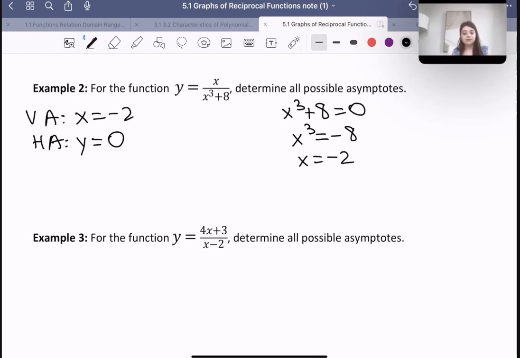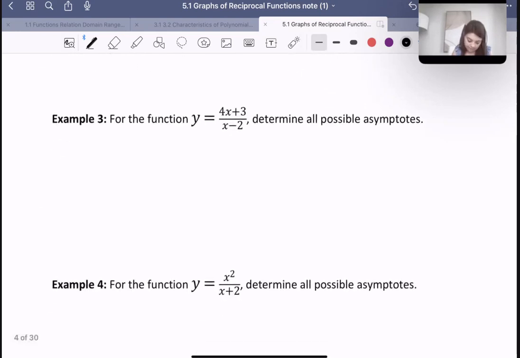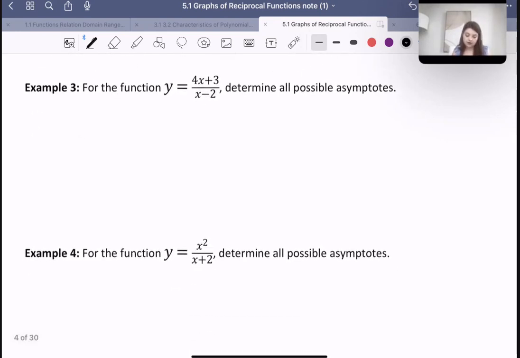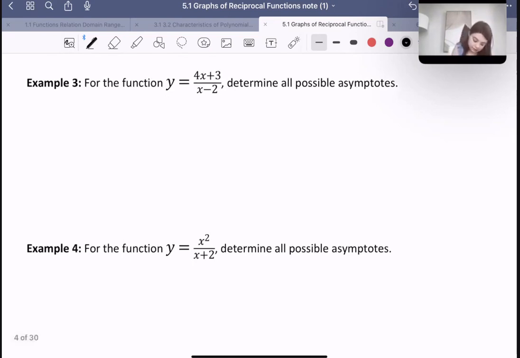Very good. And we're done, right? Because as soon as we have a horizontal asymptote, we don't have an oblique asymptote. So we're done. Okay. The next one says for this function, determine all possible asymptotes. So first of all, for vertical asymptotes, where would our denominator be 0? Well, at x equals 2, the denominator is 0, and the numerator would not be 0. If we plugged 2 into the numerator, we'd get 8 plus 3, which is 11, which is certainly not 0. So we're good there.